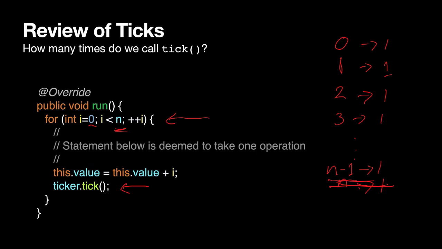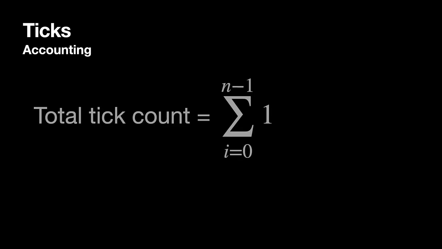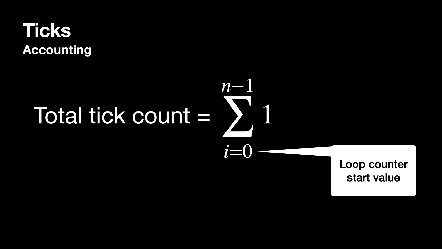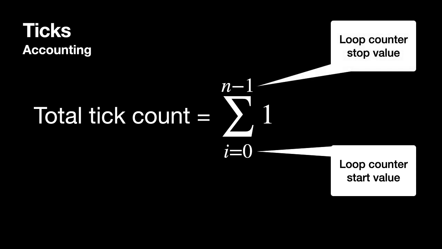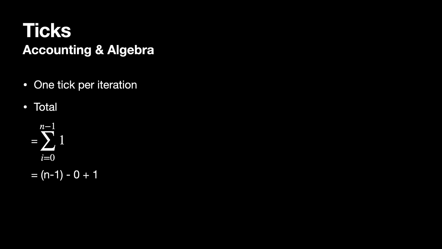Okay, so if we look at this, I basically have a summation of 1 many times. So let's formulate this as a summation. Our total number of ticks can be expressed with the formula: the sum from i equals 0, our loop counter starting at 0, counting up to and including n minus 1, but stopping before n, of course. And for each of those, we have 1 tick count. As a quick review, this summation ends up being our stop point minus our start point plus 1.